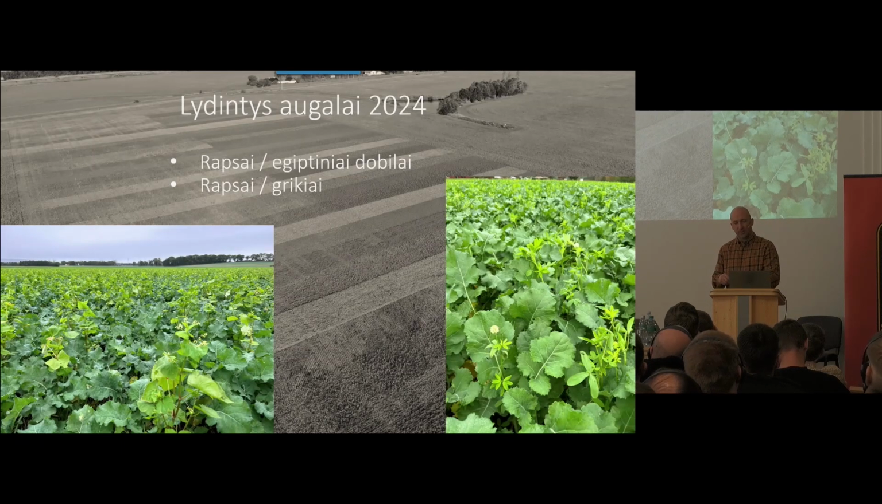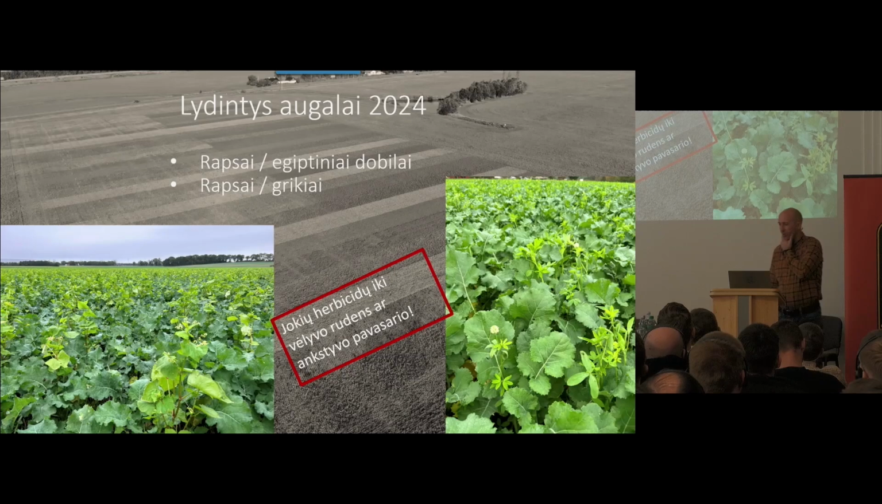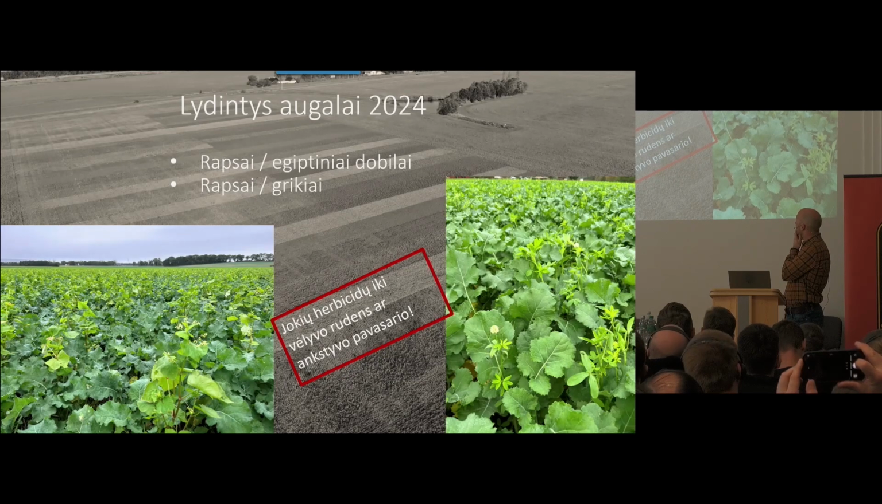The problem with these companion crops is that we can't use any herbicides until late autumn or even early spring in the best cases. So if there's a lot of weeds after seeding, maybe we'll have to go with chemicals and terminate the companion crops early. So no herbicides in early autumn.